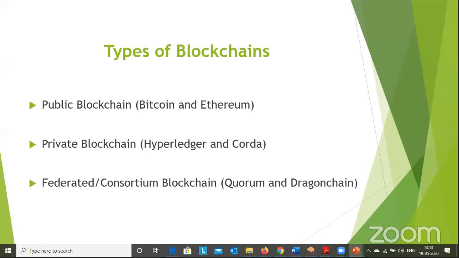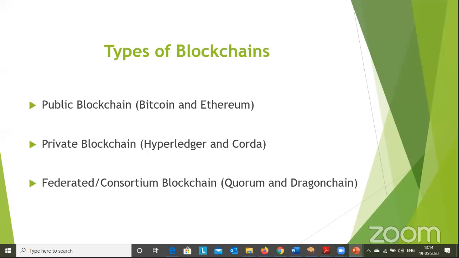So the examples for private blockchain networks are Hyperledger and Corda. And next, the federated or consortium blockchain network. This is also a permissioned blockchain. Here, three or more organizations, a group of organizations, will be involved in this blockchain and they will develop the applications. The examples of federated or consortium blockchain are Quorum and Dragonchain.